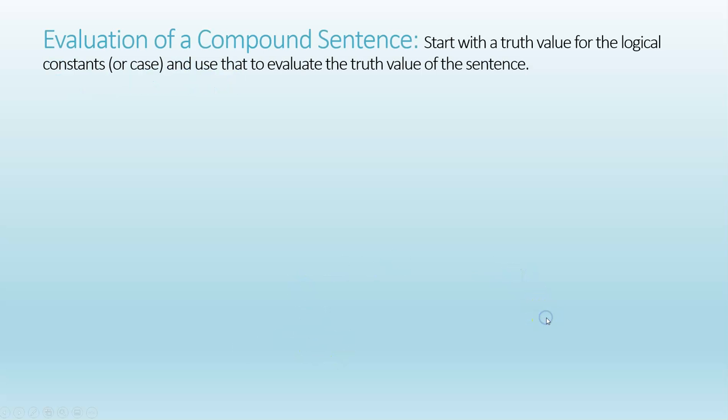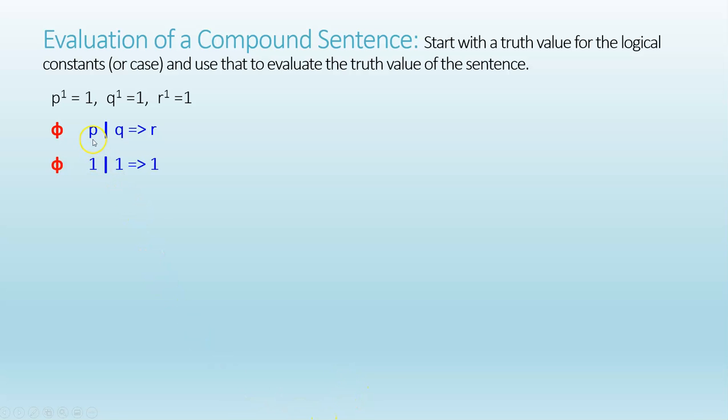When I talk about evaluation of a compound sentence, we're going to start with the truth value for the logic constants, or the case number, and use that to evaluate the truth value of the sentence. Let me give you an example. Here's a truth assignment. There's a truth value for P, Q, and R. This, if you remember, is case 1. It's what we call the osprey case for this sentence.